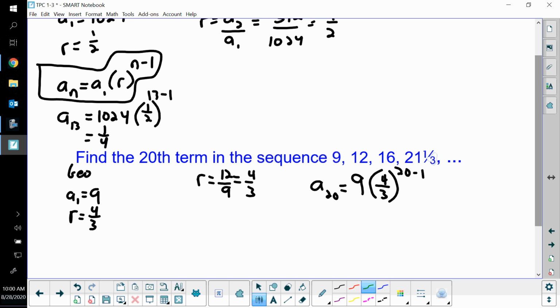if you get a decimal, you'll notice the decimal doesn't terminate. So we would need to hit menu, number, approximate to fraction. And it's a crazy looking fraction. But this is actually the exact value of the 20th term.